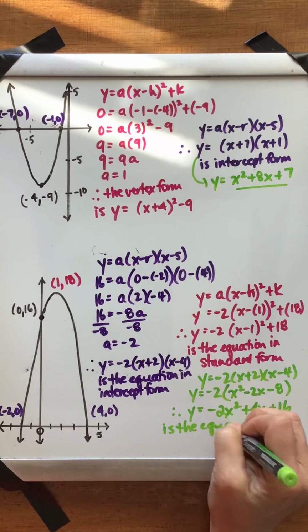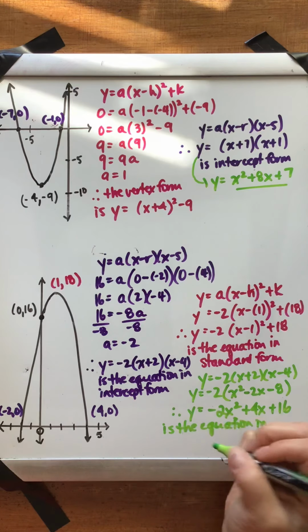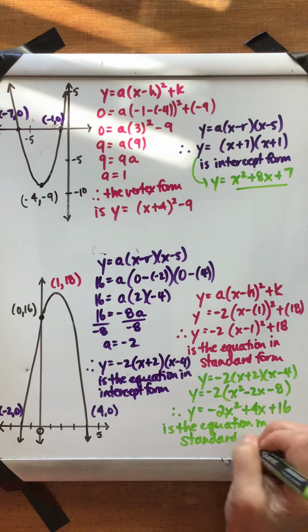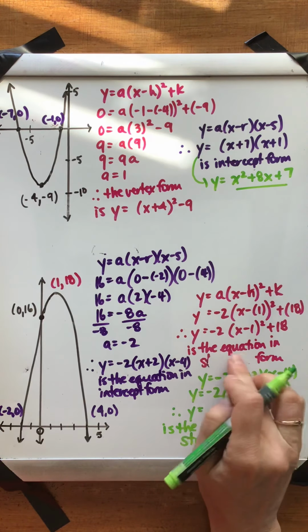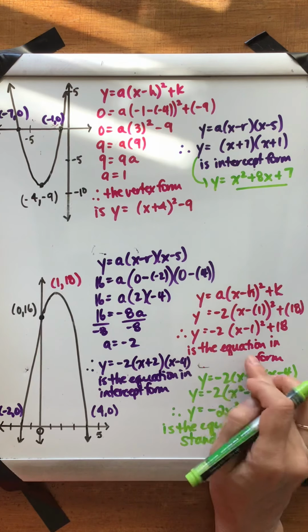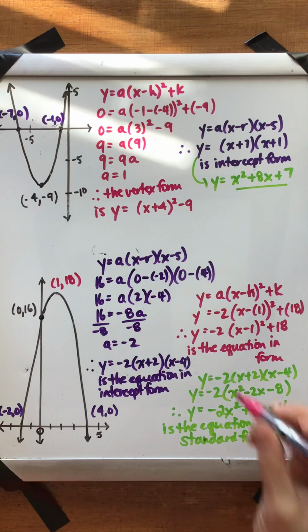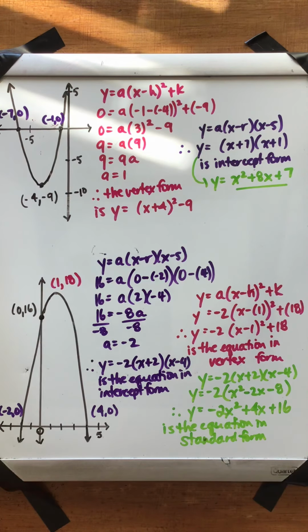And this would be the equation for this parabola in standard form. I just noticed I had a typo up above. This isn't standard form, this is vertex form. Jumping ahead of myself here. Can you allow me to fix that? And there you have it.